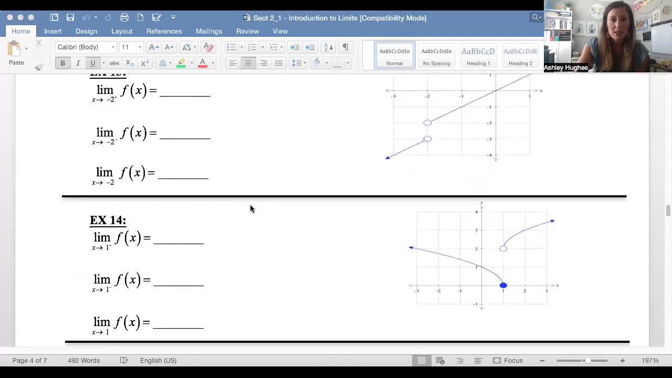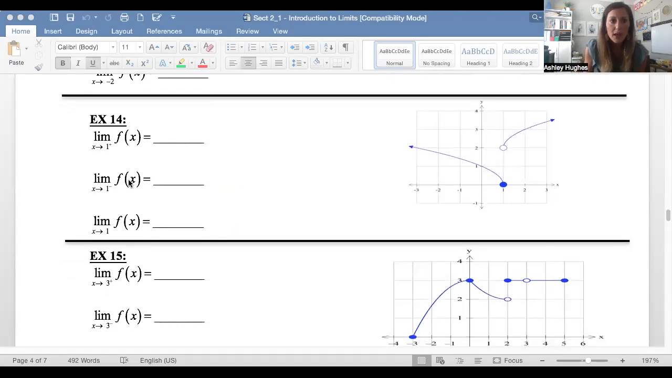So let's look at this. 1, that little plus means from the right. So you find 1 and you get on the right side of 1. The right side would be here. Then you approach 1. I'm approaching 1 from the right piece. And so what is this open circle at? 2. Then you're going to do 1 from the left side, which is approaching this closed circle, which y value is at 0. Now, do these match? Nope. So this answer is D and E.